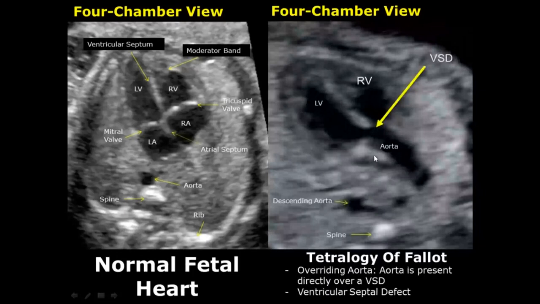Tetralogy of Fallot contains four abnormalities, which include right ventricular outflow tract obstruction, a ventricular septal defect, right ventricle hypertrophy, and an overriding aorta. But two abnormalities are more easily seen. One is the ventricular septal defect, and the other one is the overriding aorta, in which the aorta will overlie this ventricular septal defect.